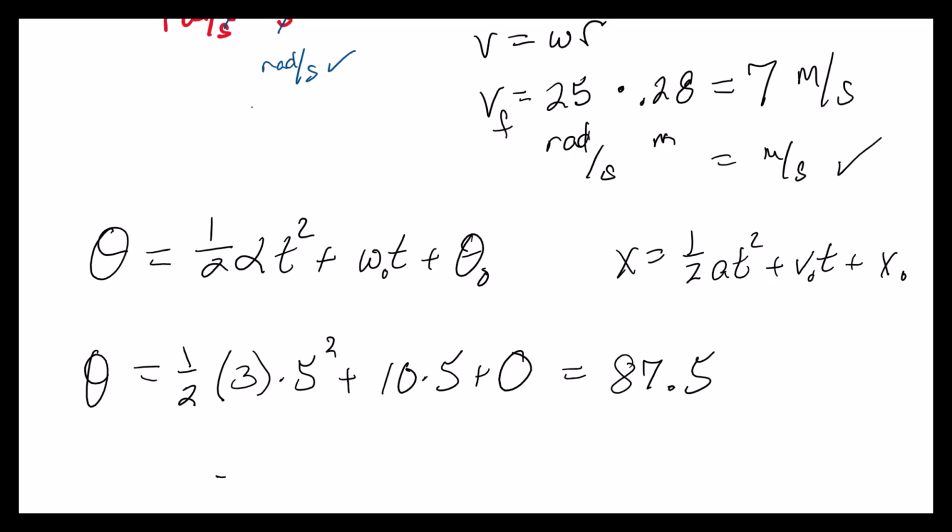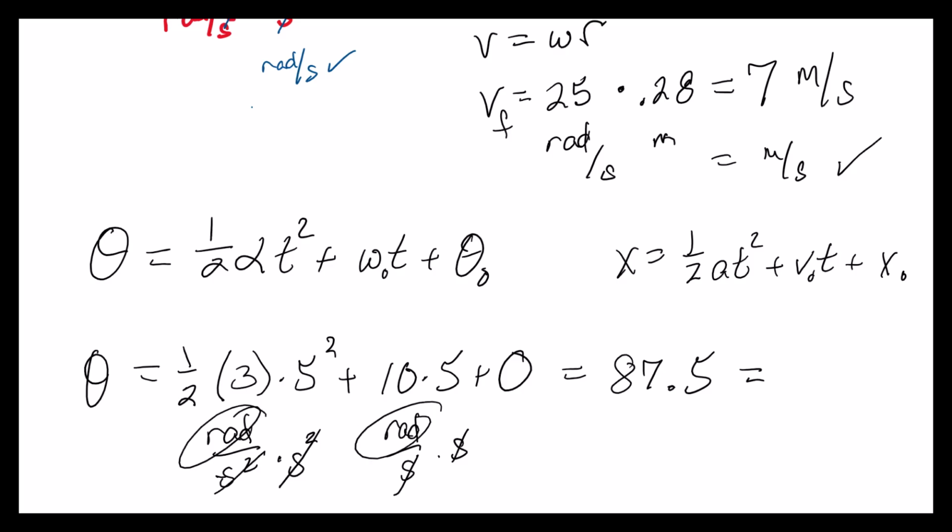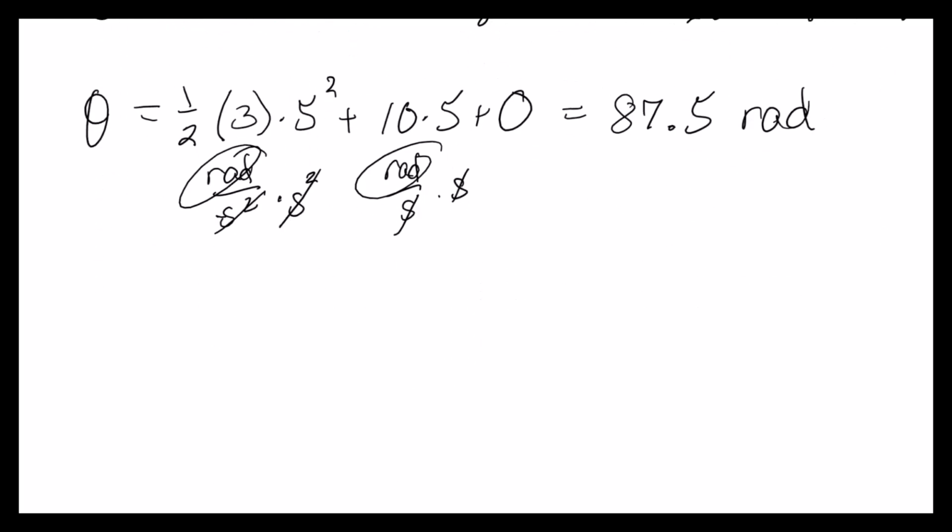Now the question is, what are the units? Okay. So this was rads per second squared, and this is second squared. This is rads per second. This is seconds. So the answer is in radians. So it goes 87.5 radians.